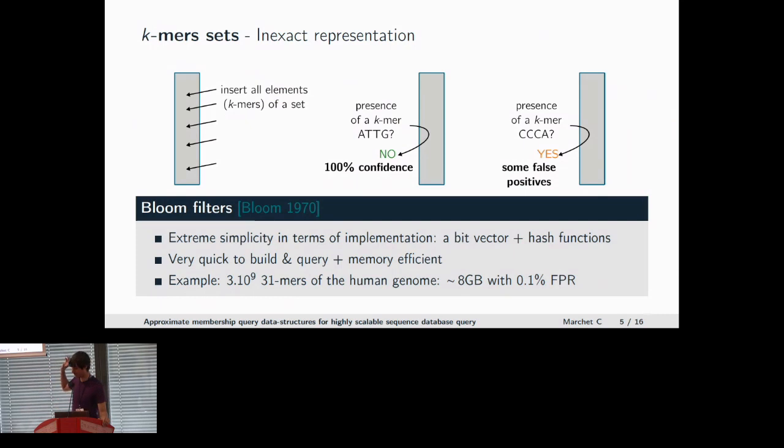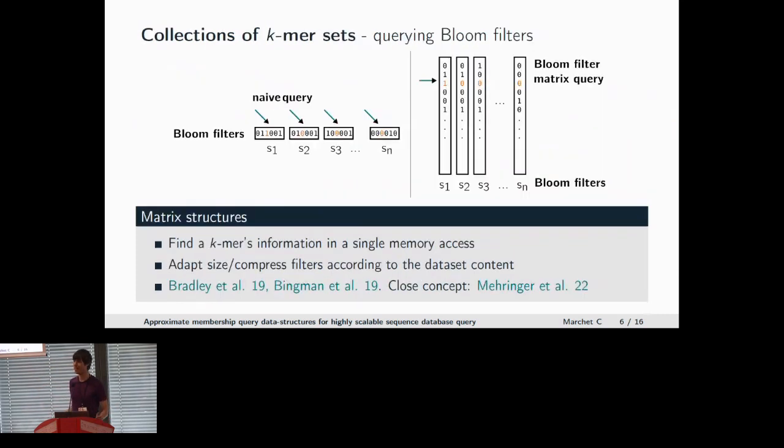But here, that's just for one data set, and if you want to work on many data sets, we need basically one Bloom filter for each data set. And a naive way to know in which Bloom filter, in which data set your k-mer is, would be to construct n Bloom filters and to query them separately. And it would be quite expensive, right? You have to do n queries.